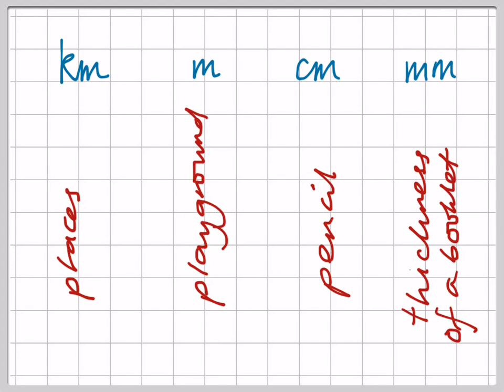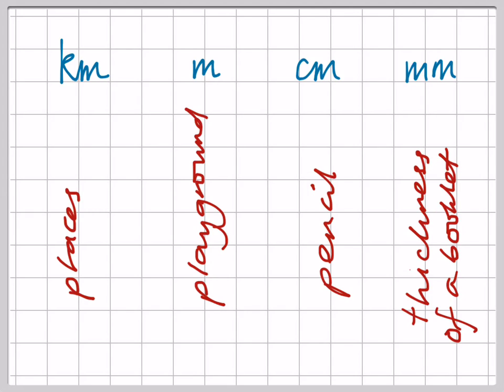So looking at length, first of all, we use kilometres, metres, centimetres and millimetres. Kilometres are used generally to measure the distance between places because they are much longer than the other measurements. A metre would be used to measure something like a playground. Think about your metre ruler that you use in school. That's exactly a metre long.